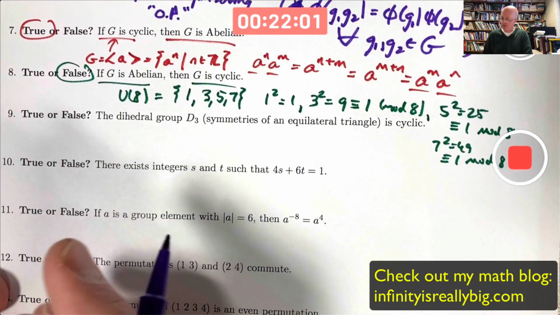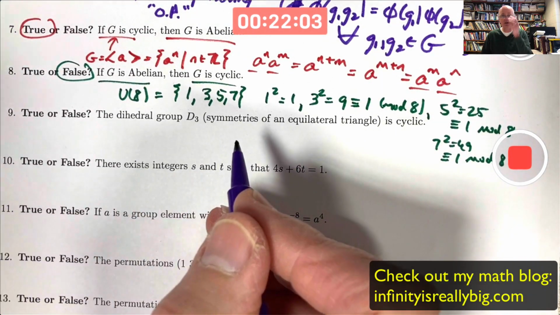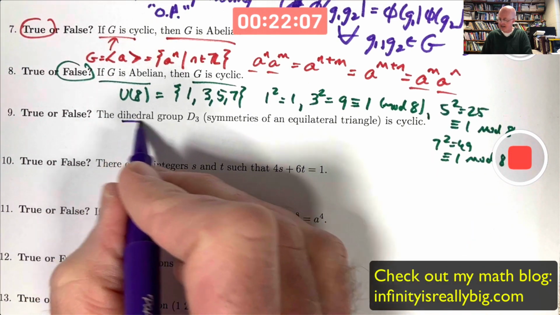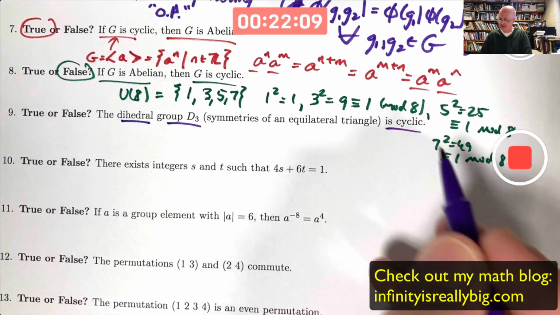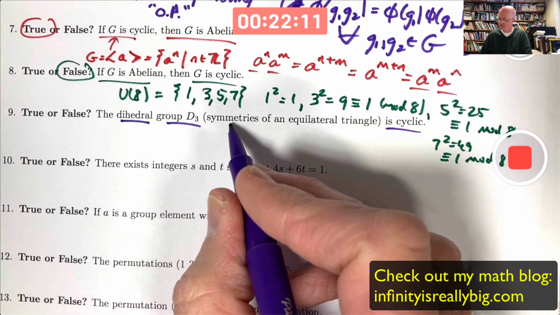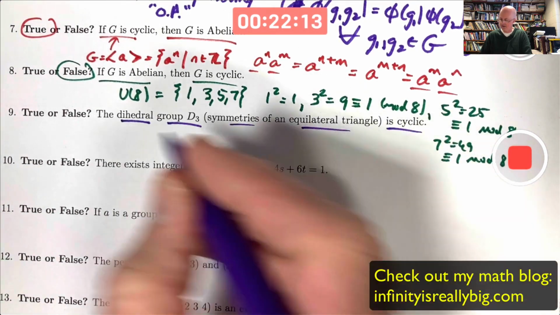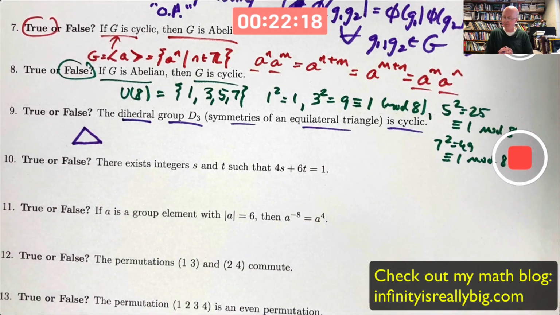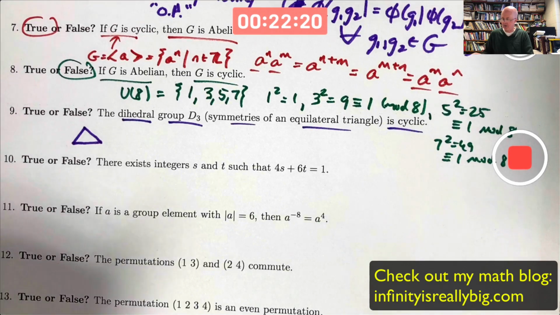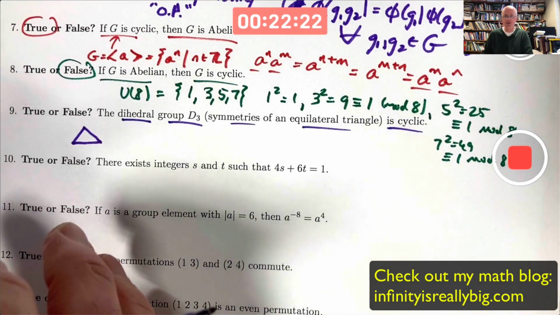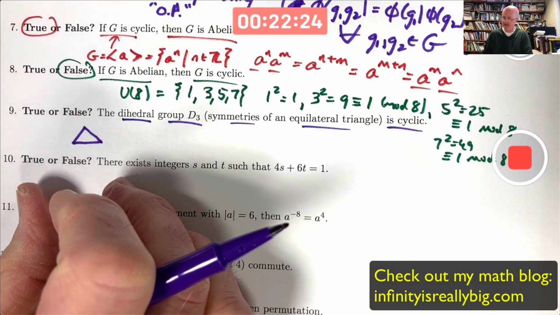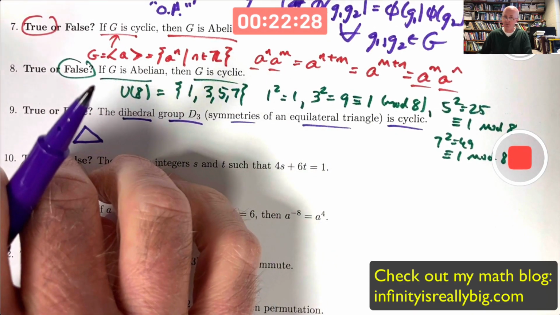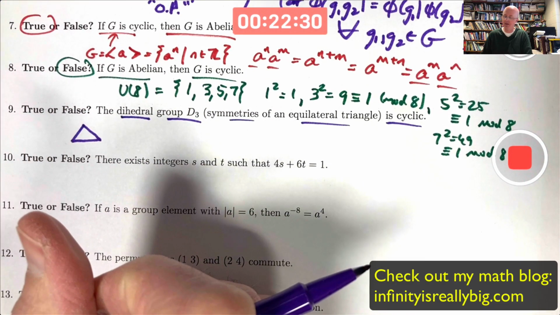Things I'm assuming you're knowing here. So I'm assuming you have some experience with the basics of group theory. Number 9. The dihedral group D3 is cyclic. D3 stands for symmetries of an equilateral triangle. Pretend this is an equilateral triangle. Symmetries of an equilateral triangle consist of certain rigid motions you can do with this triangle that, for example, rotation by 120 degrees or rotation by 240 degrees that make it look the same.